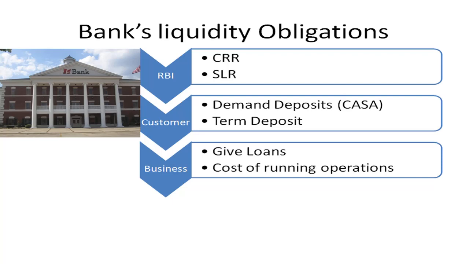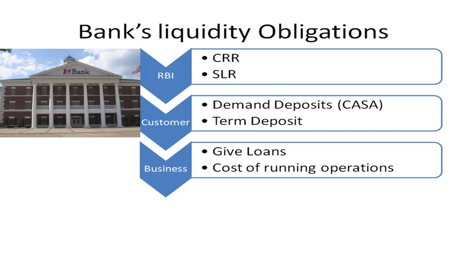Second is that bank need to fulfill the demands of saving account and current account customers. If they demand cash, then bank has to fulfill that. Then if the term deposit like fixed deposit and recurring deposit, if maturity of fixed deposit is nearby, then banks need to have the cash for fulfilling this requirement. Then bank need to run their business, so bank need to maintain the staff, bank need to pay the utility bills, so that also require cash.